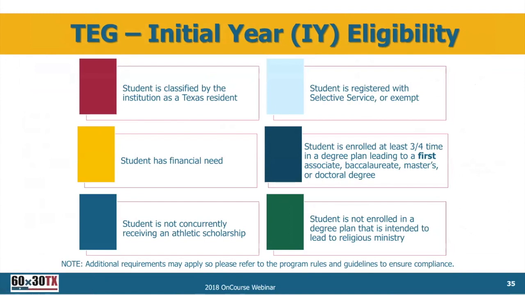Again, residency is the same. The student must demonstrate financial need. The student cannot concurrently be receiving an athletic scholarship in the same semester or term that they're getting TEG. And like the Texas Grant program, the student must be enrolled 3/4 time in a degree plan leading to a first associate degree, baccalaureate, master's, or doctoral program.